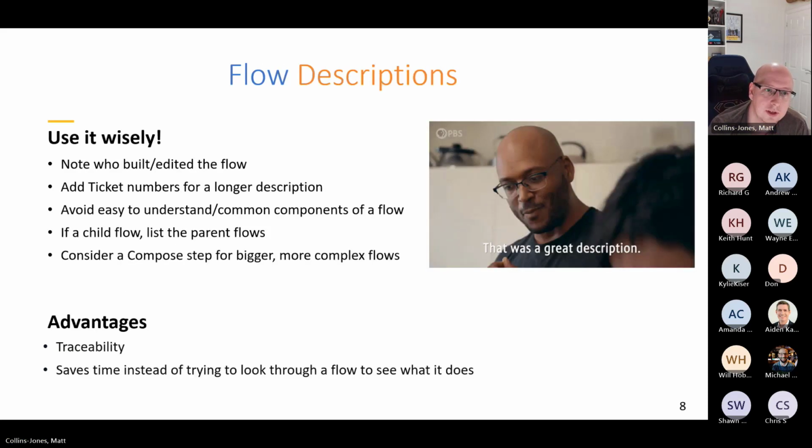So flow descriptions, again, just something that people don't use a lot. You can do all sorts of things with them. It gives you traceability of who updated what flow, if people remember to do it, and can give you some of the common components. And you can also use it to store things like, if it's a child flow, list where the parent flow is. If it's a parent flow, list what child flows it touches and things like that. Because that's kind of one of the problems of child flows, sometimes finding parent flows. So good idea to store those if you can.